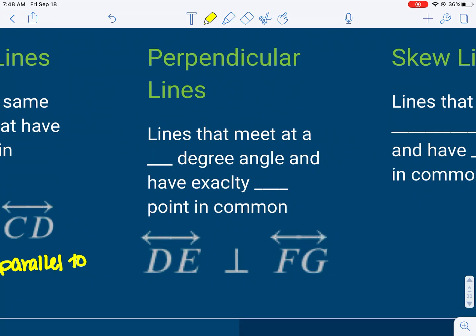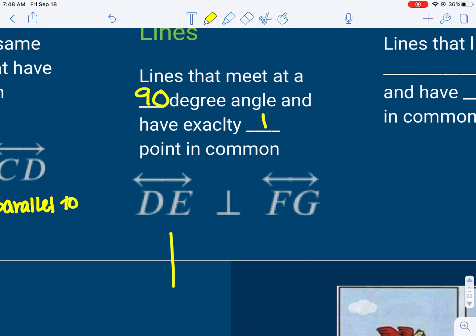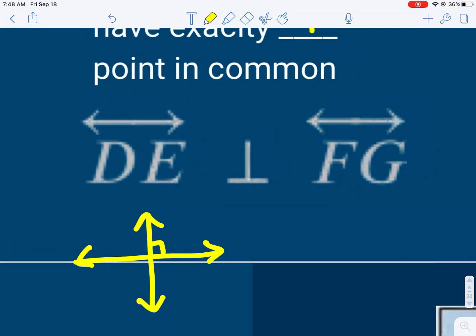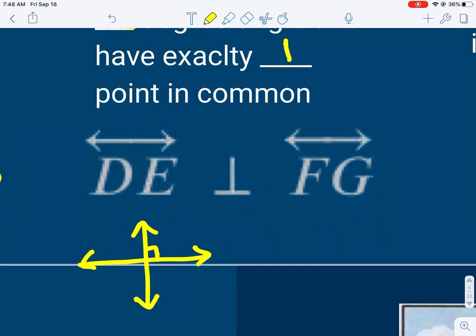Perpendicular lines then meet at a 90-degree angle, and they have exactly 1 point in common, right? So they're my lines that look something like this, where one keeps going here, one keeps going here, and there's a 90-degree angle in between them. And I write that they are perpendicular with this little upside-down T. Okay, so this one would read line DE is perpendicular to line FG.